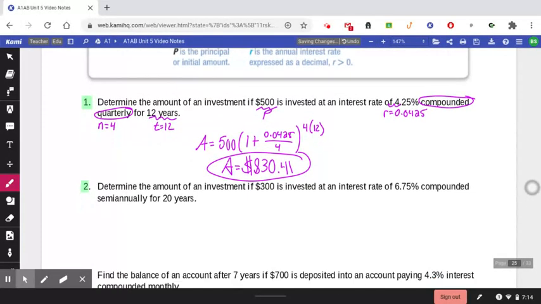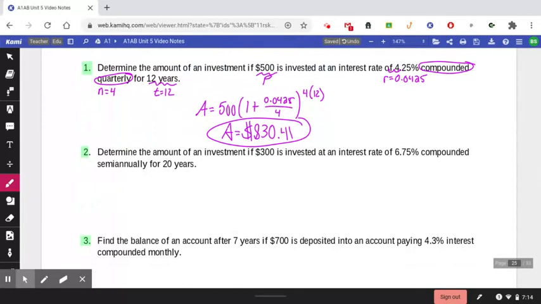Let's try again. The original amount invested, so that's our P value, 300 at a rate of 6.75. So we bring that back. Since that's percent, we want to write it as a decimal, 0.0675. Compounded semi-annually, so good practice with this. Compounded semi-annually means it happens twice in the year, so we would say n is equal to 2. For 20 years, t is 20.